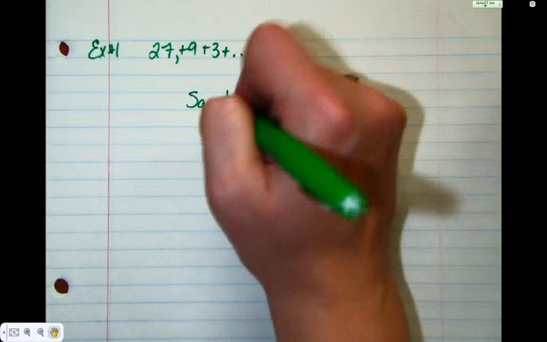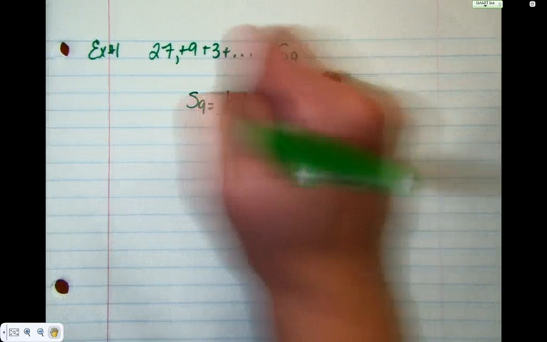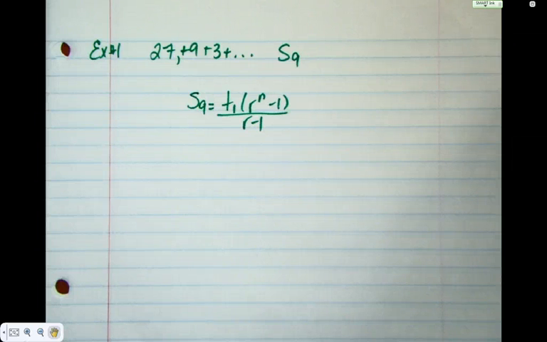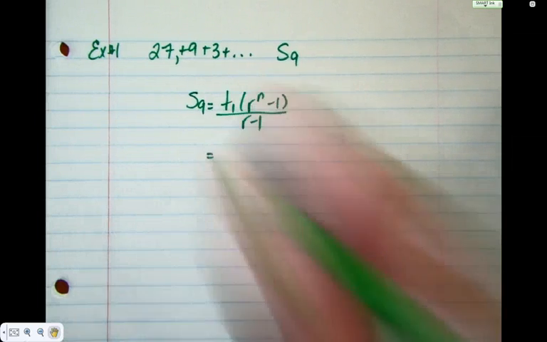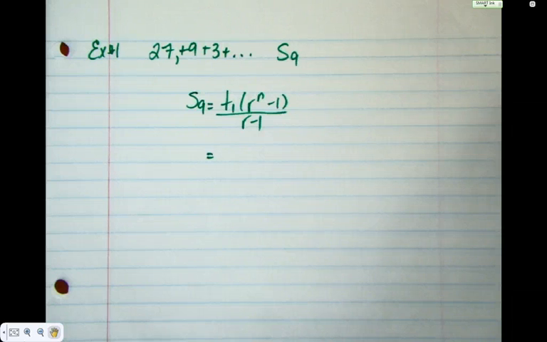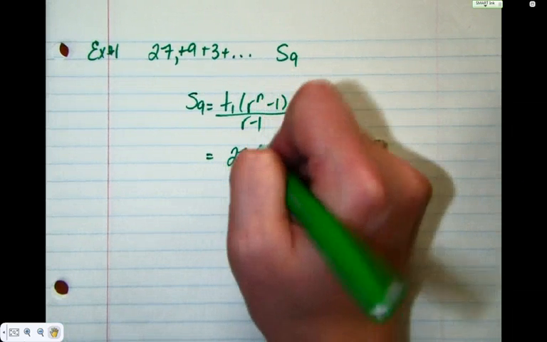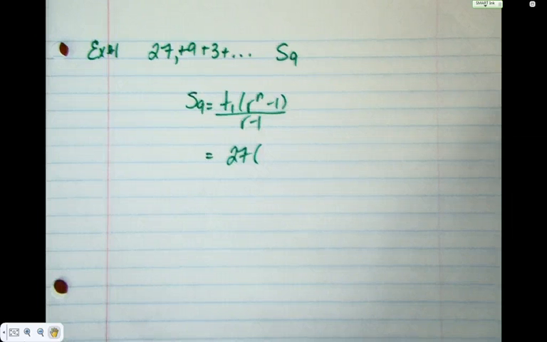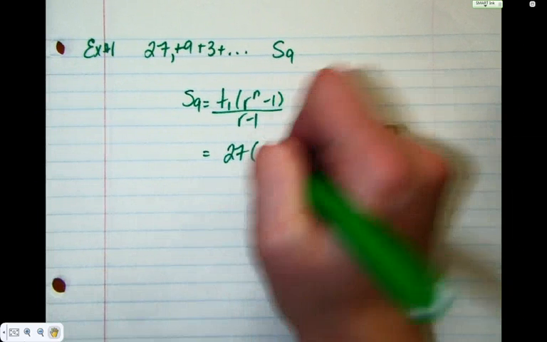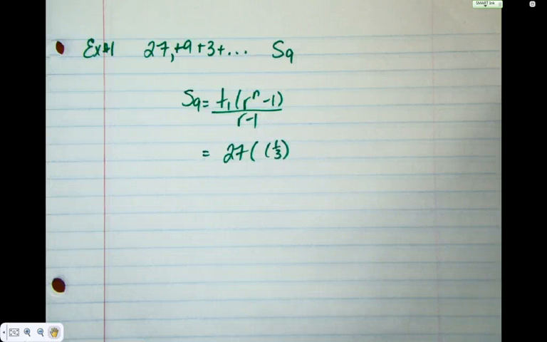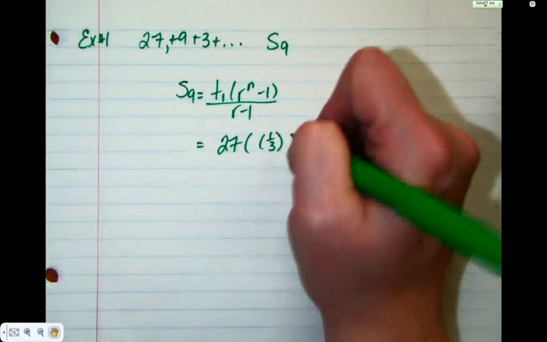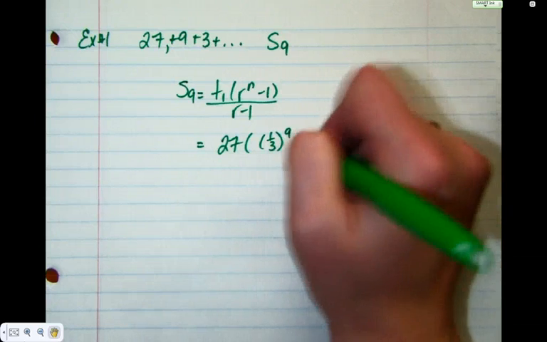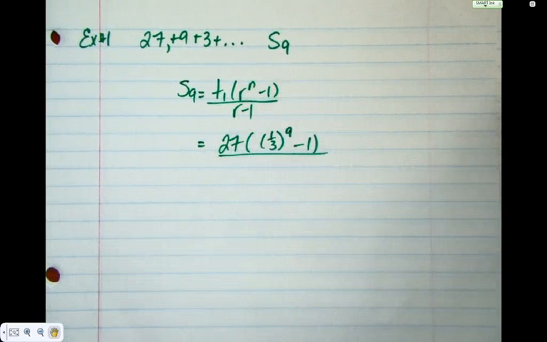Okay, formula is T1, bracket r to the n, minus 1 bracket, divide by r minus 1. Do we have T1? Yep, what is it? Do we have r? Okay, take any term, divide by the previous term. It's going to be 1/3. And I'm bracketing it for a reason. Do we have n? So how many terms do we want the sum of? 9. Minus 1 is just minus 1. And on the bottom, it's 1/3 minus 1.